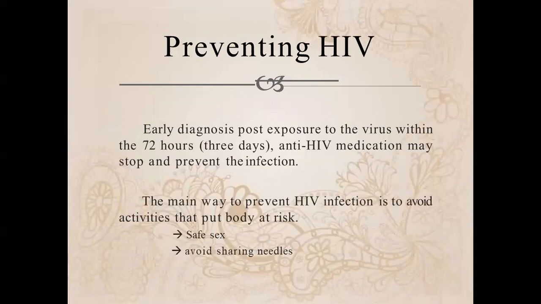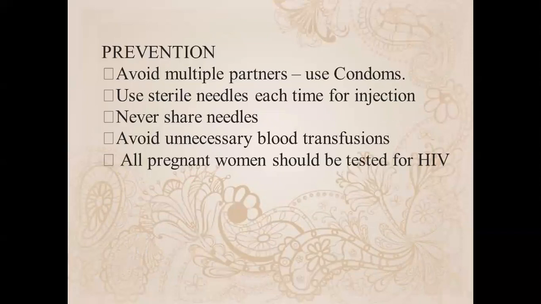The next, prevention of HIV. Early diagnosis: after exposure to the virus, within 72 hours, that is within 3 days, anti-HIV medications may stop and prevent the infection. The main way to prevent HIV infection is to avoid activities that put the body at risk. Having safe sex, avoiding sharing needles. Avoid multiple partners, use condoms. Use sterile needles each time for injection. Never share needles with others. Then avoid unnecessary blood transfusion.